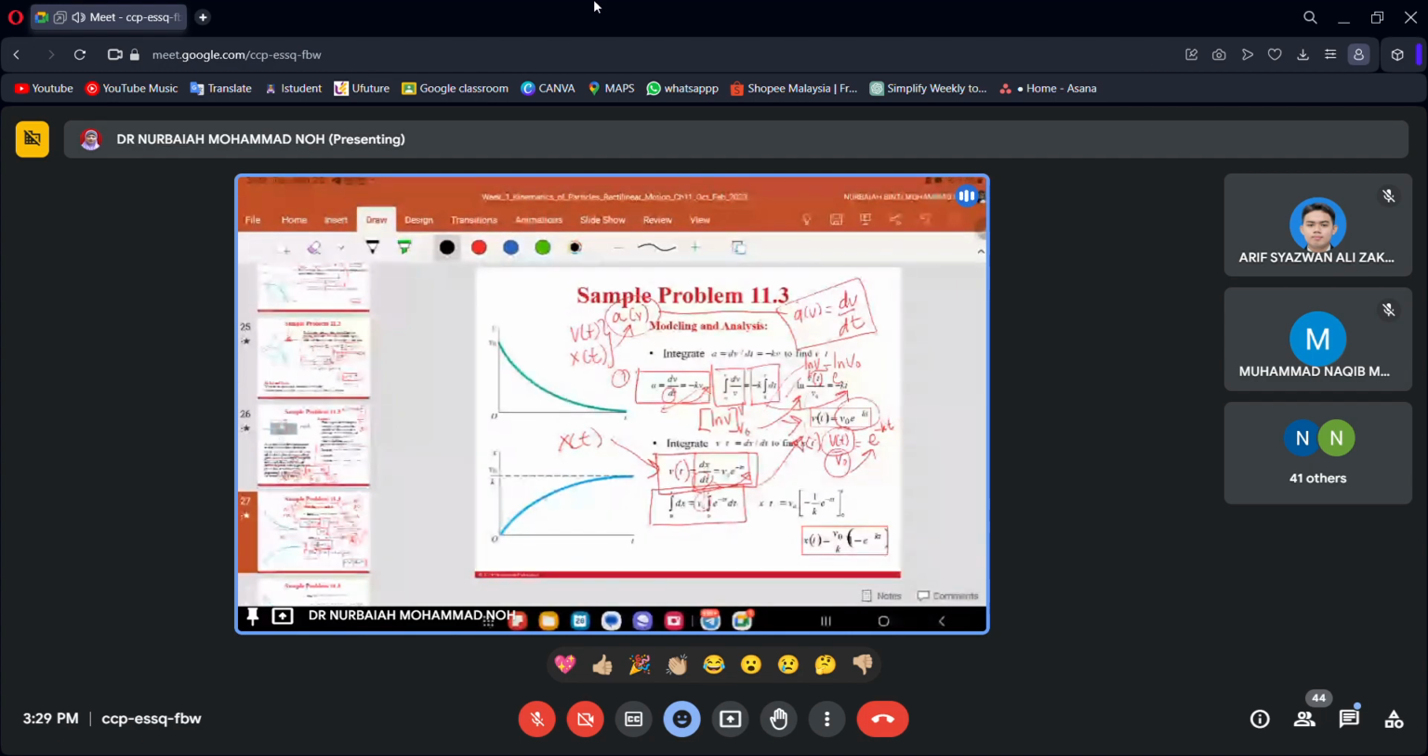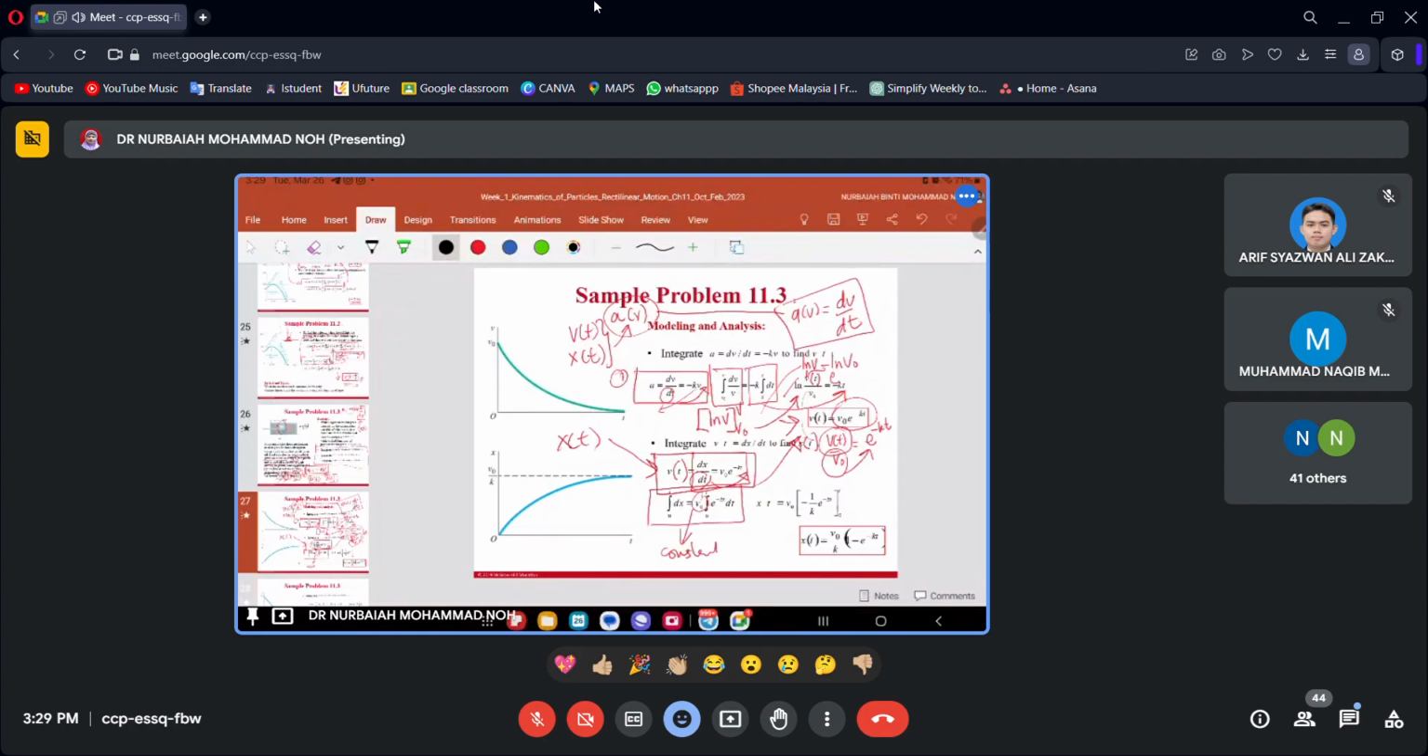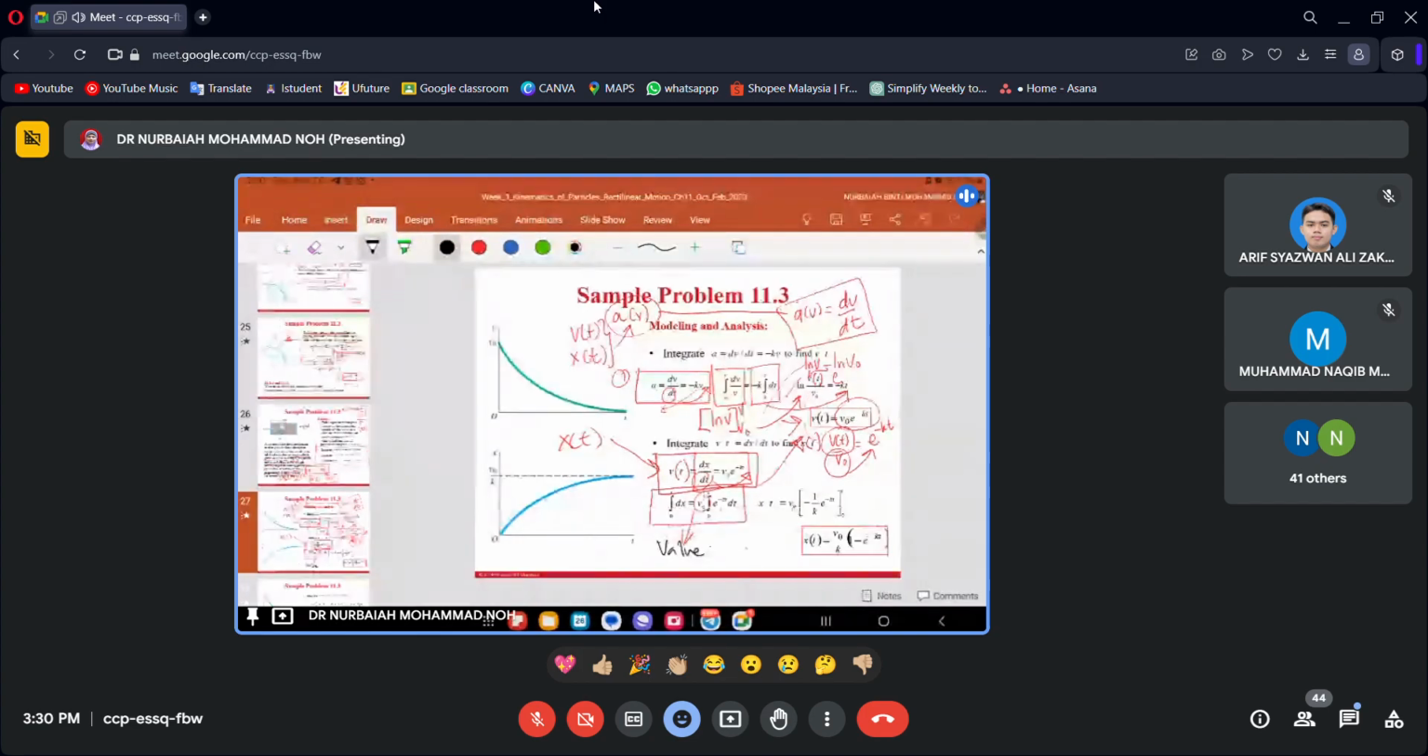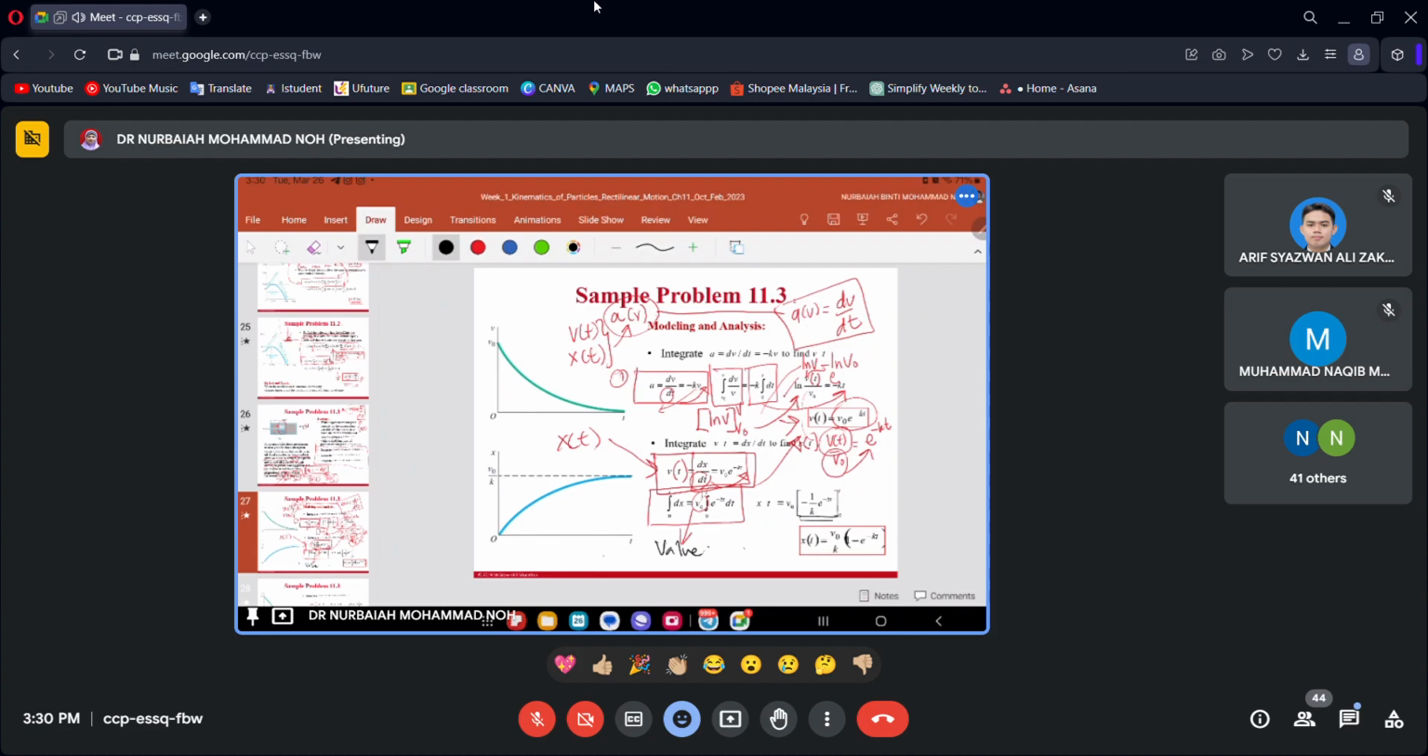V naught ni kenapa kita tak integrate v naught? Sebabnya v naught ini bukannya function. V naught ni diberi in term of value. Bukan constant lah, dia ada value. Alright, so that's why kita tak perlu masuk dalam kita punya process of integrations tu. Yang perlu diintegrate hanyalah exponent. Bila kita integrate exponent, then you get this.